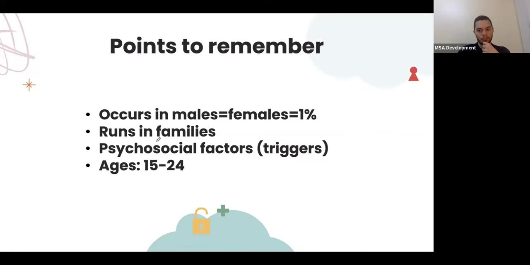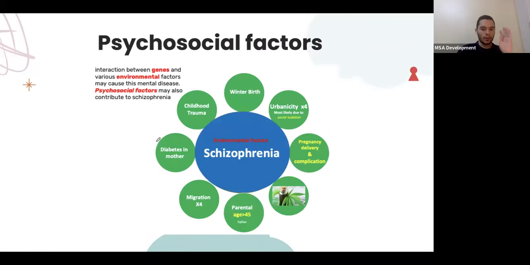Stress. Okay. Not a common one. Isolation. Okay. Try to remember the main four. I want you guys to remember from this. Try to remember all of them, but the main four is a parental age of more than 45, use of marijuana, pregnancy or delivery complication, and urbanicity. Again, all of them are triggers, but those are commonly asked. Okay? Parental age, marijuana, pregnancy, and urbanicity.